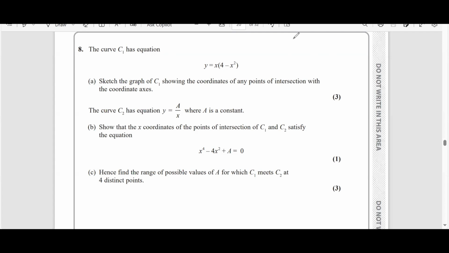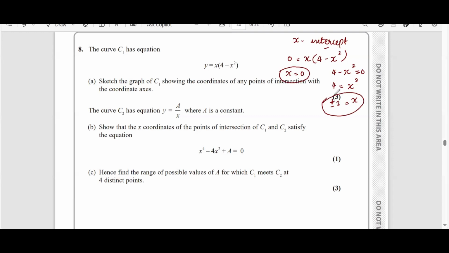Let's start with the x-intercept. How do you find the x-intercept? By just substituting y as 0. So when we substitute y as 0, 0 equals x into 4 minus x squared. Separately, let's equate them to 0. x equals 0 and 4 minus x squared equals 0. Minus x squared goes to the other side and becomes positive x squared. x squared equals 4, therefore x will be either plus 2 or minus 2. So we have three x-intercepts: x equals 0, x equals plus 2, and x equals minus 2.